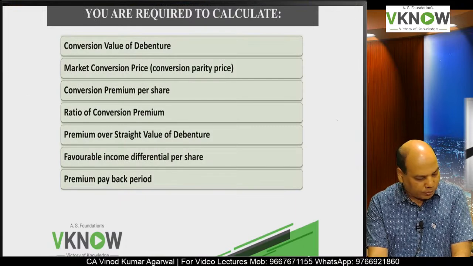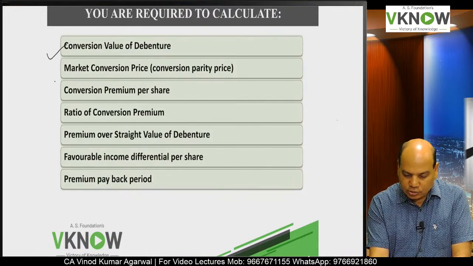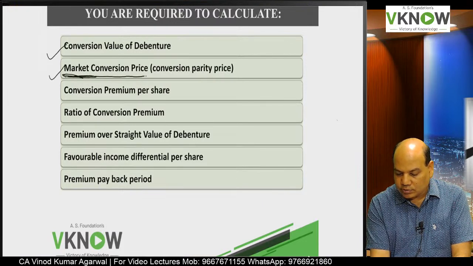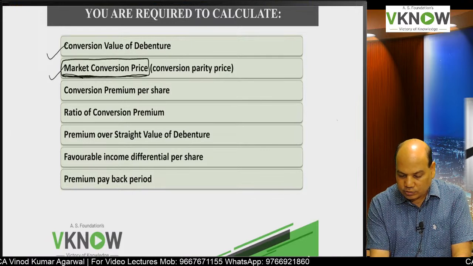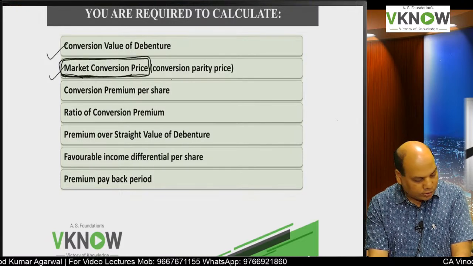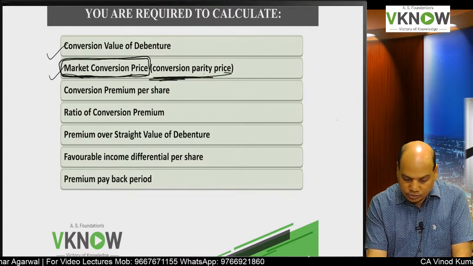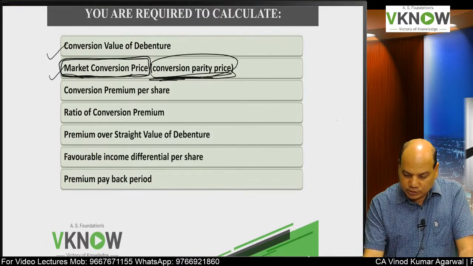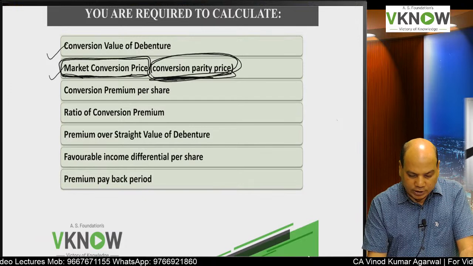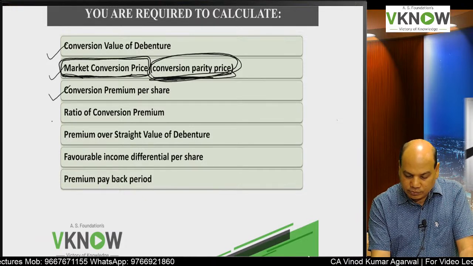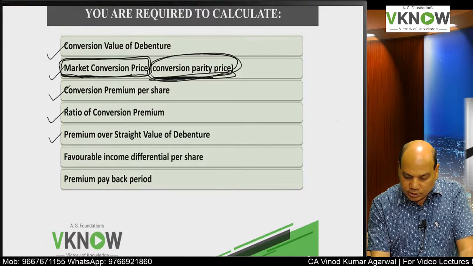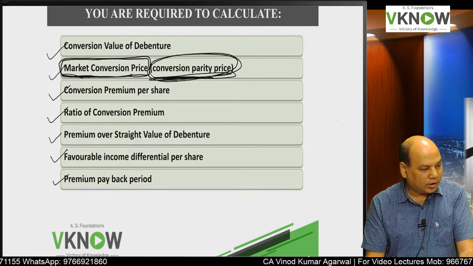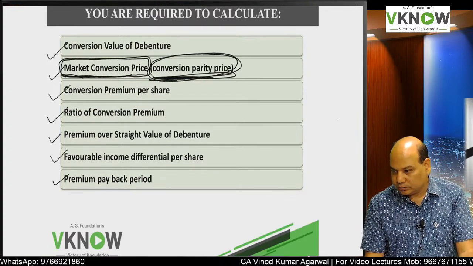Calculate, now you have to compute these items, conversion value, market conversion value. So this time, see, in the exam they have used this term, market conversion value, market conversion price, which means, write down in bracket there, which means conversion parity price. Market conversion price in bracket, write conversion parity price, conversion premium per share, ratio of conversion premium, premium over straight value of debenture, favorable income differential per share, and premium payback period.